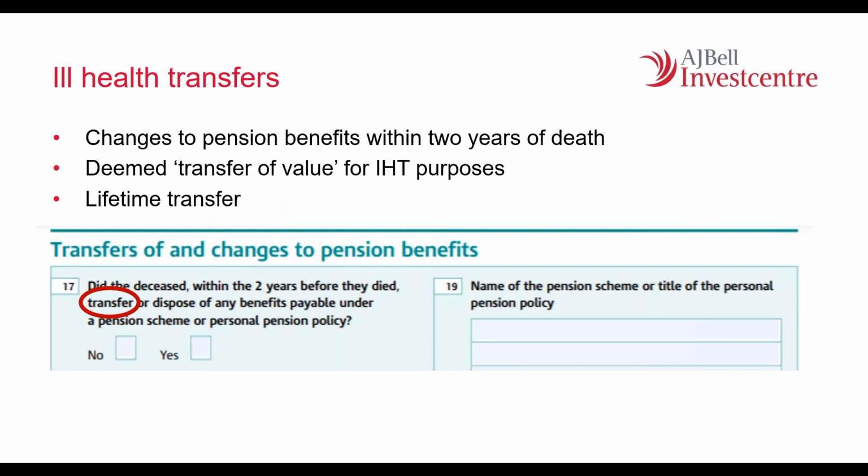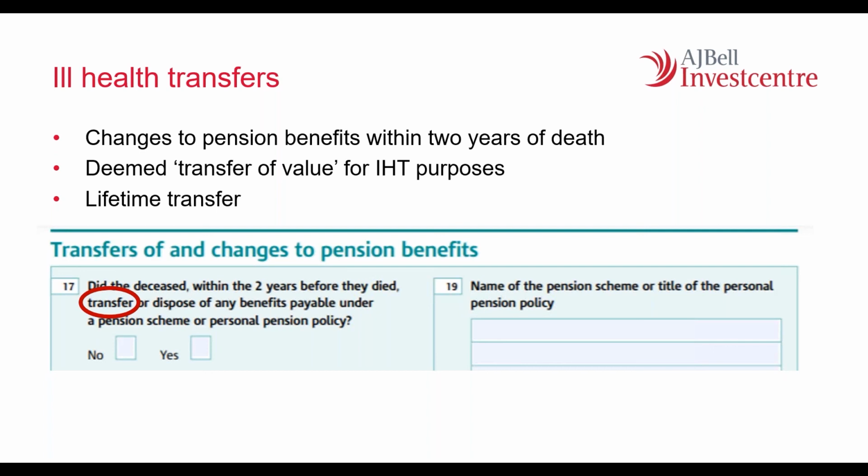So you can see, did the deceased within the 2 years before they died transfer disposable benefits payable under a pension scheme or personal pension policy? So obviously any transfer that you make in the 2 years prior to death has to be reported. Now, if they're in good health at the time of transfer, then you're not going to have an issue with it. It's not going to be liable for inheritance tax if there's no reason to think that they were going to die at that point in time.